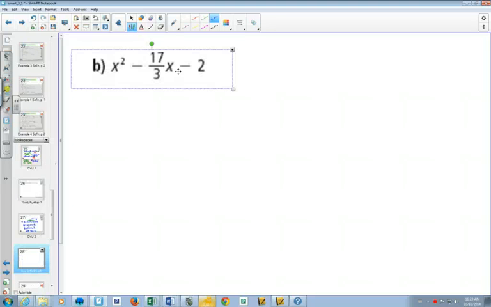So in part B, we have a fraction. How do you get rid of a fraction? Multiplying. So what I'm going to do is multiply that whole thing by 3, but in order to do nothing, I'm also going to multiply by 1/3, because multiplying by 3 and multiplying by 1/3 does nothing.